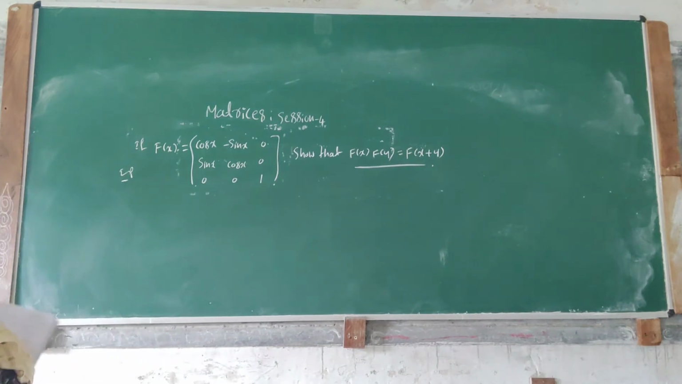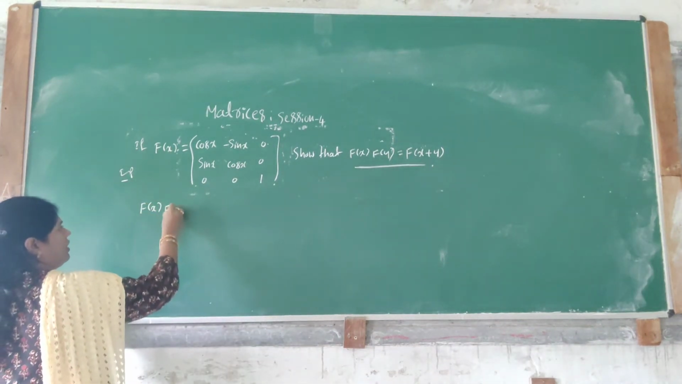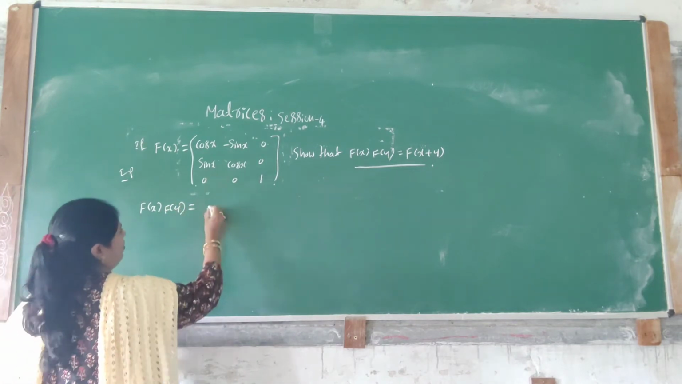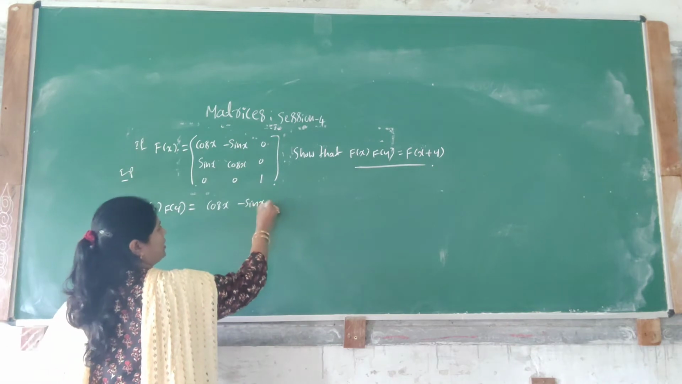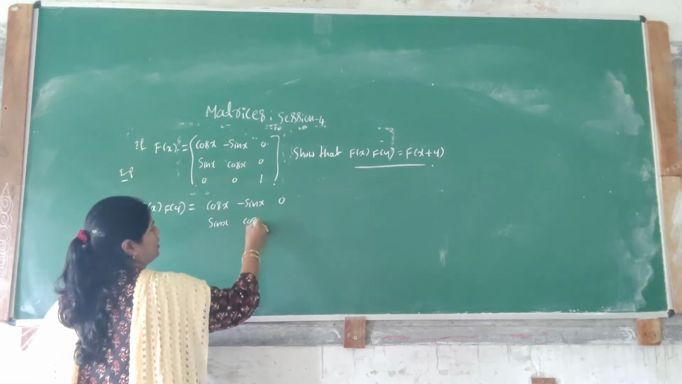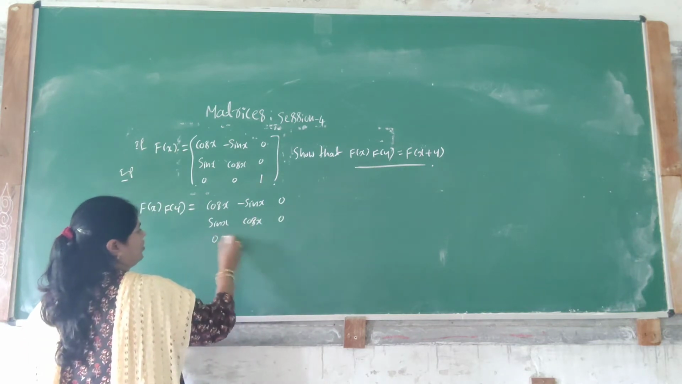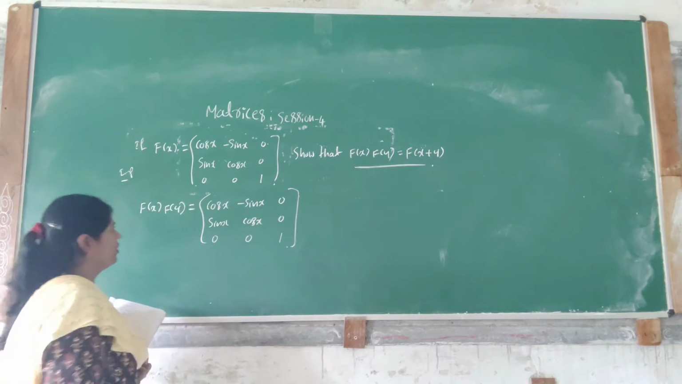So that is the way we have to add. What is f of x plus f of y? F of x is cos x, minus sin x, 0; sin x, cos x, 0; 0, 0, 1. This is f of x.